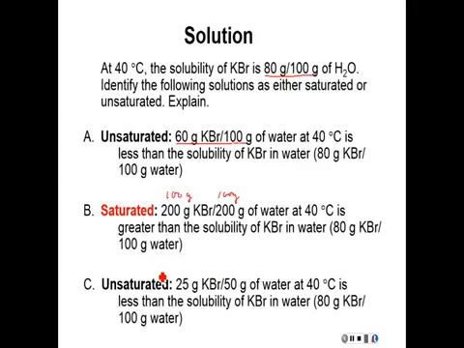Oops, and go back to the last one here. Why is this one unsaturated? Again, we want to change this for 100 grams of water. So 50 grams, we can double that, multiply by 2 to give us 100 grams of water. That means multiply this by 2.